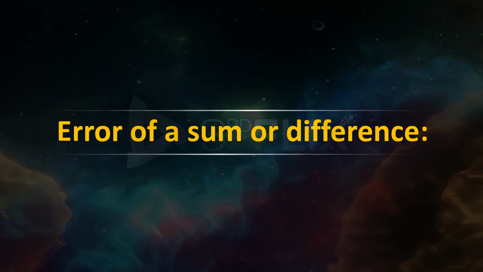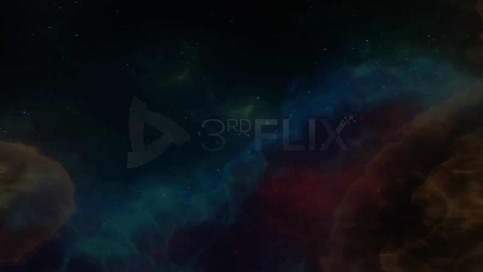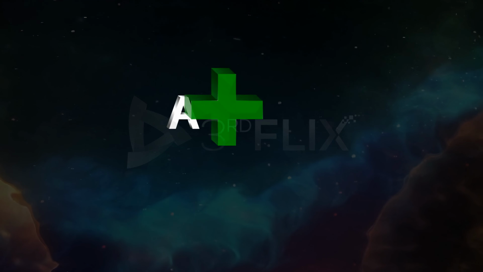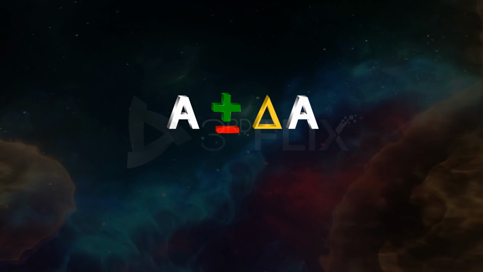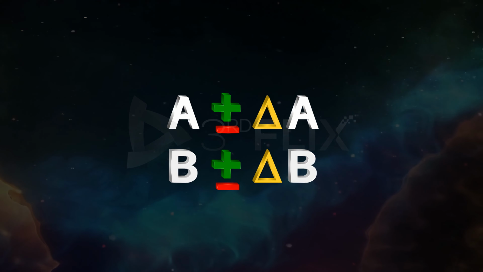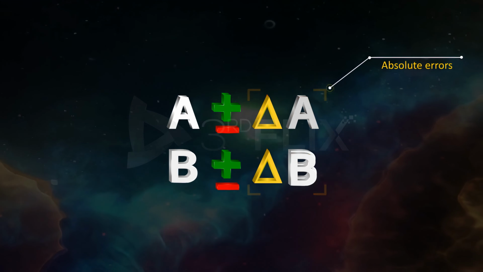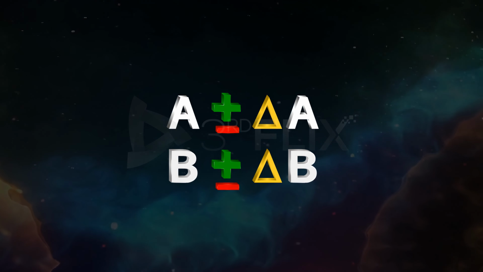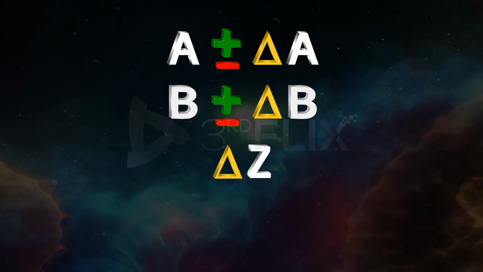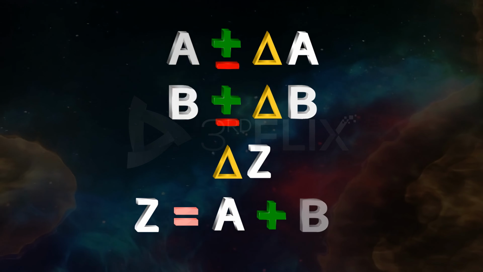Error of a sum or difference. Suppose two physical quantities, A and B, have measured values A plus or minus delta A and B plus or minus delta B, respectively, where delta A and delta B are their absolute errors. We wish to find the error delta Z in the sum Z, which is equal to A plus B.